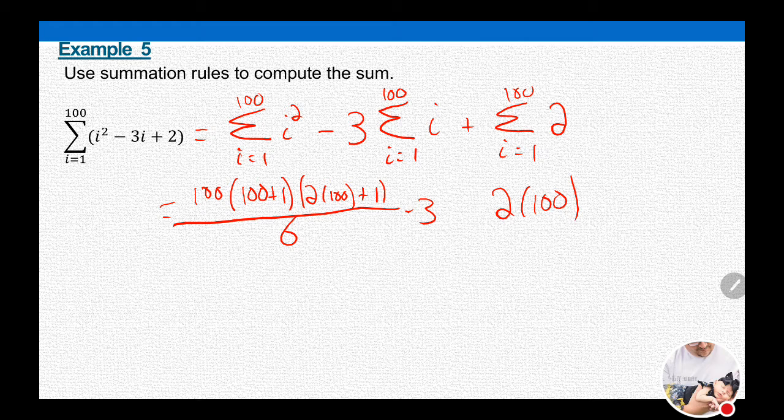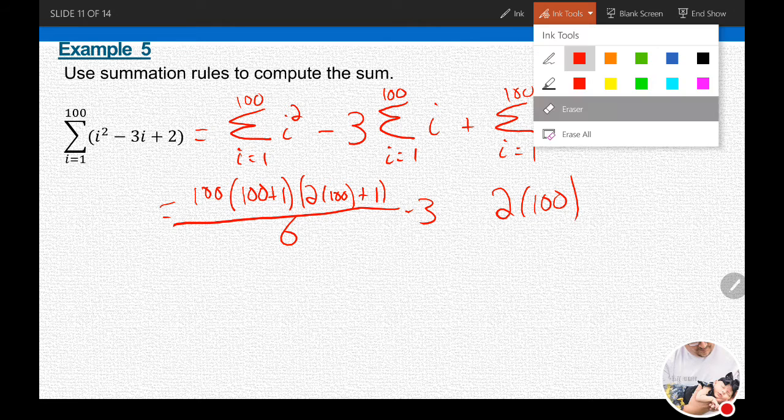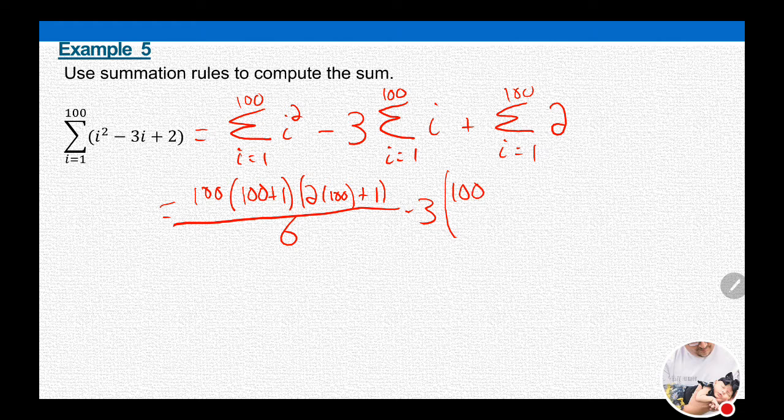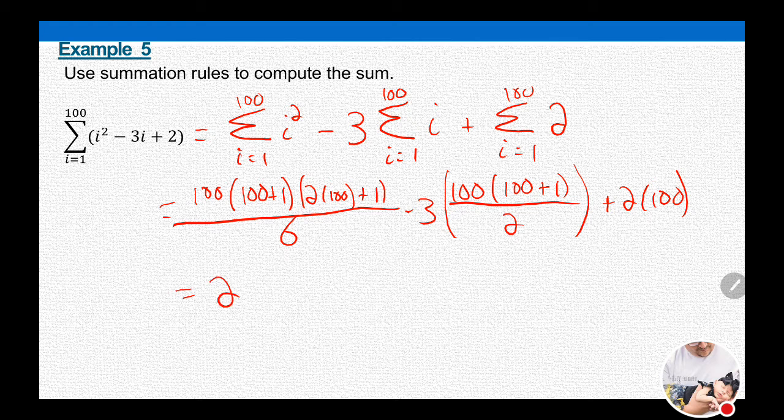I didn't give myself enough room. And then we got 100 times 100 plus 1 over 2, and then we got the 2 times 100. And through the math magic of calculators, you can figure out that this is 323,400. Now, you might say, hey, Mr. Harbison, you told me you were going to use Desmos to do this, so let me show you how to use Desmos to do this.